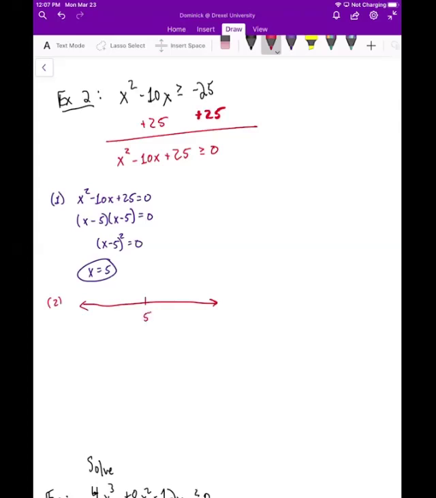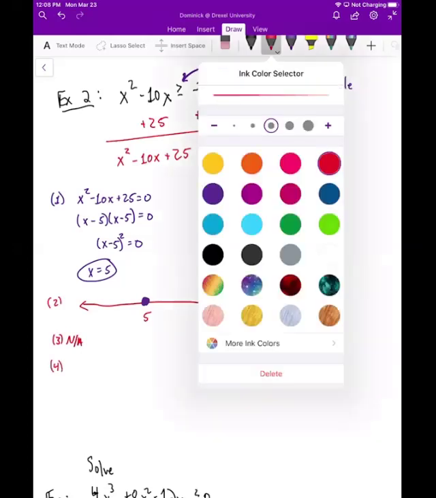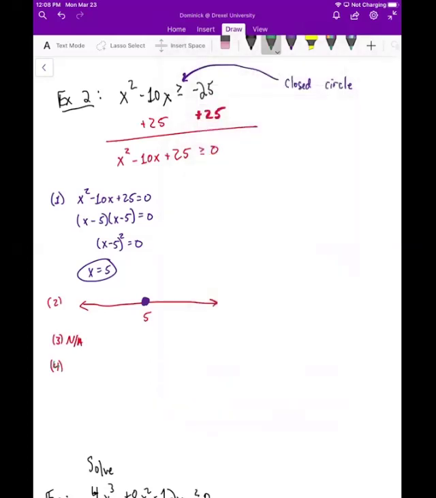We just get 5. And now since we have the equal sign this time, we need a closed circle. So we'll put a closed circle at 5. Now again, step 3 doesn't apply here because we have a non-rational inequality, so we can go right to step 4, which is to look at some test values. So for example, we could test, let me put this in green, 0 and 6.